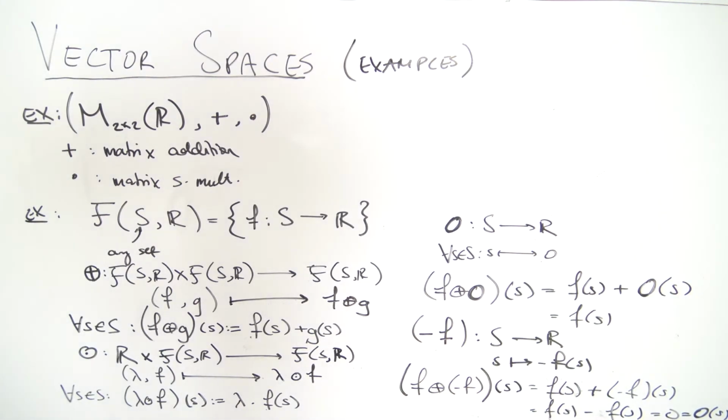So that's for the addition. You can go through the scalar multiplication axioms as well and check those. Those are pretty straightforward. So what do we conclude from this?